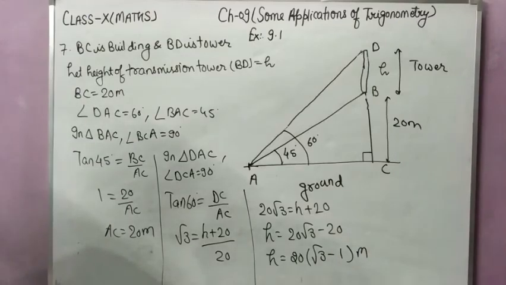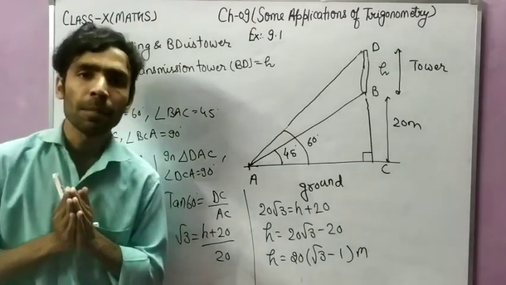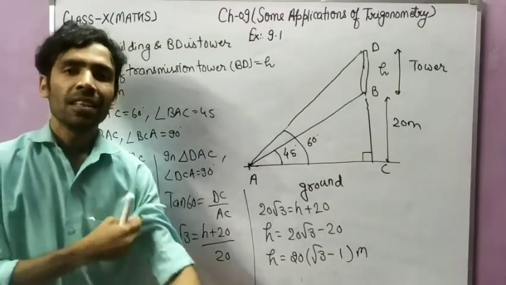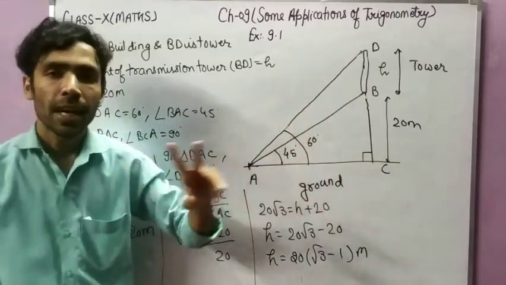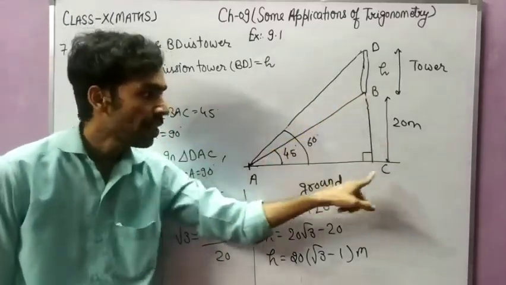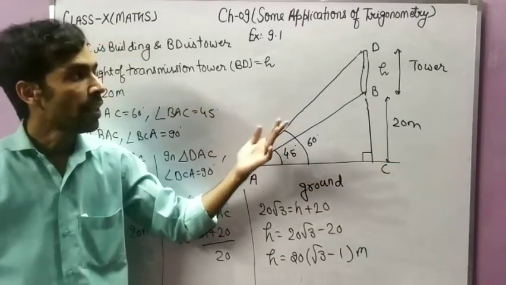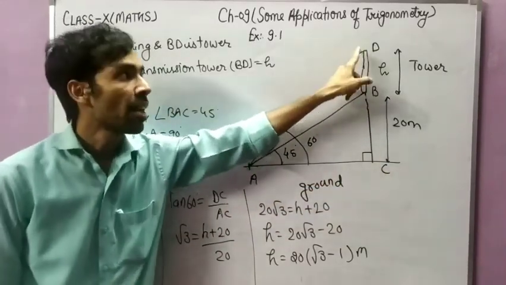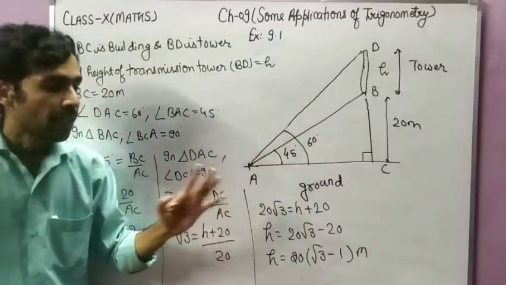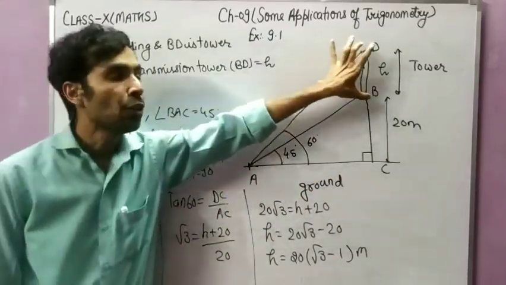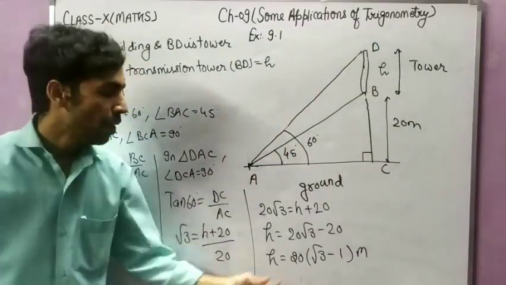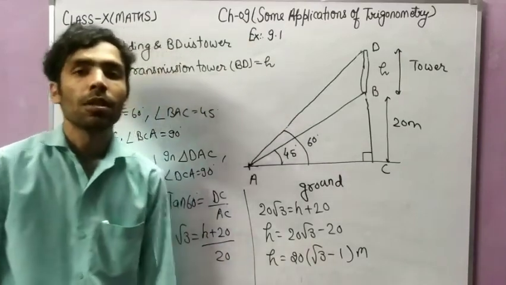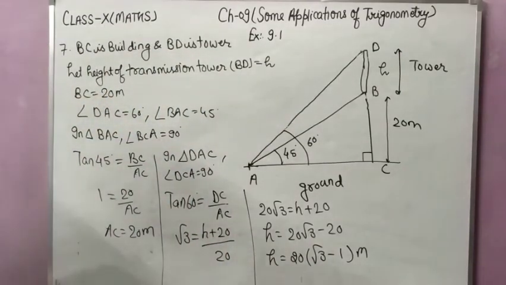So if you are able to draw the diagram, then you can easily solve by applying trigonometric ratios in the right angle triangles. In this figure there are two right angle triangles. First in this triangle we applied tan theta, and after that in the bigger triangle, triangle DAC, we applied tan theta. We needed to calculate the height of the transmission tower. By solving we found the height is 20(√3 minus 1). So I think it is clear to you, student. Please note it down.